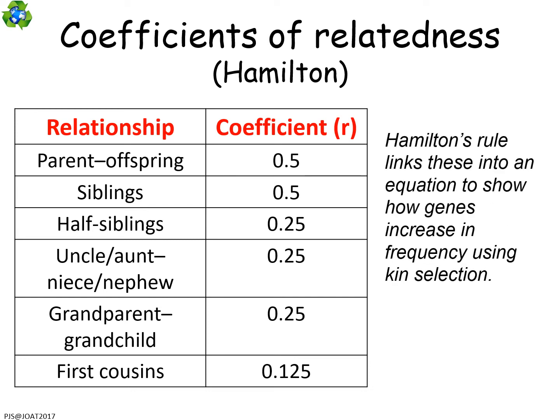And Hamilton's rule put all of these into equations to show how genes would increase in frequency using kin selection. So if you support relationships which are closer in terms of their coefficient, say, siblings, then that means that you are more likely to have your shared genetics passed on.